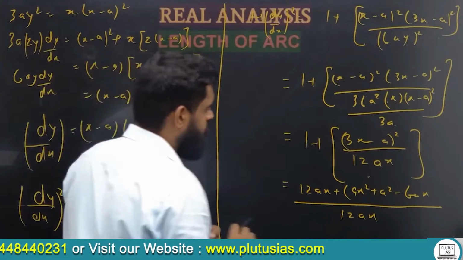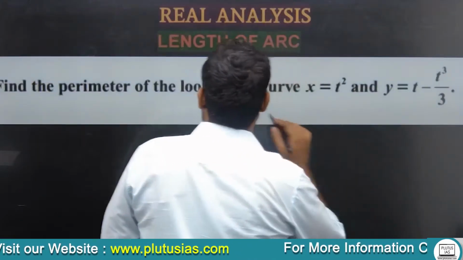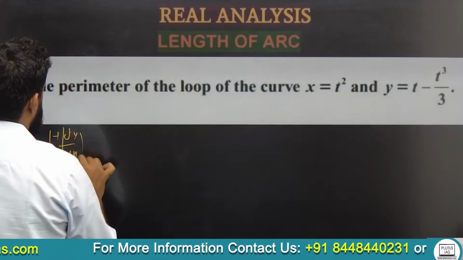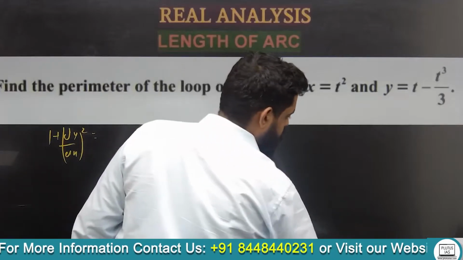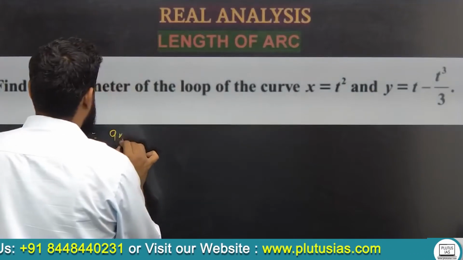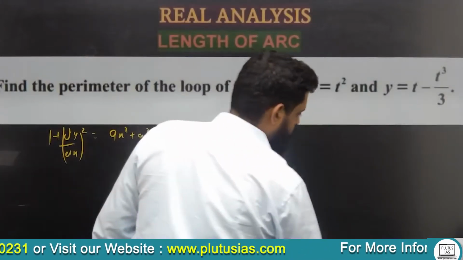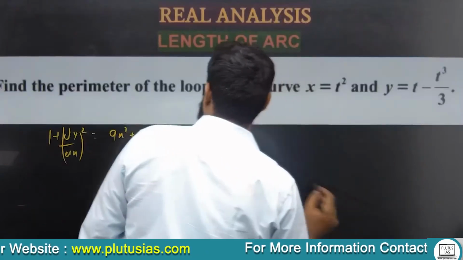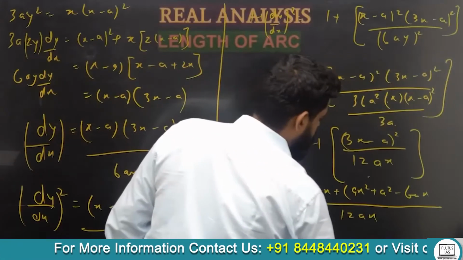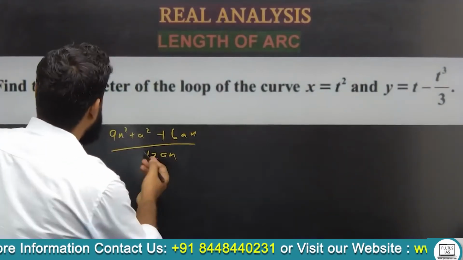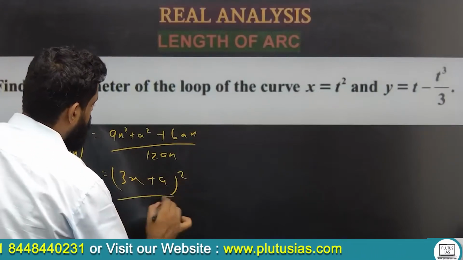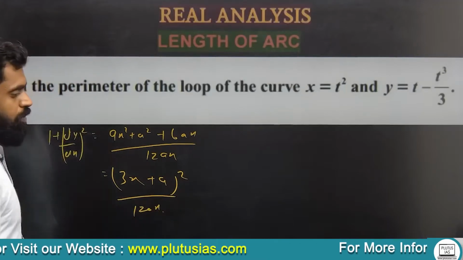So moving ahead, we have 1 plus dy by dx whole square equal to 9x square plus a square plus 6ax upon 12ax. Now this can be written as (3x plus a) whole square upon 12ax.